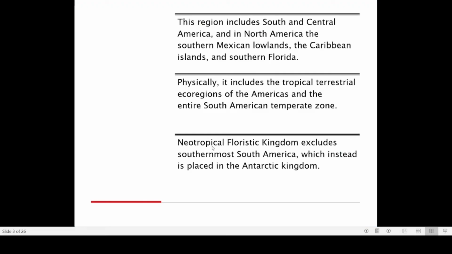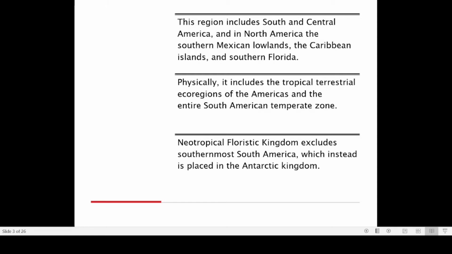is the Neotropical Floristic Kingdom. Just like the Zoological Realm, the plants are also divided into different kingdoms. There are different plant kingdoms, or floristic kingdoms, and in that, southern South America is placed in the Antarctic kingdom. The different plant kingdoms are the Palearctic kingdom, then the Neotropical kingdom, then the Australian kingdom, and the Antarctic kingdom, and around 6 floristic kingdoms in total.